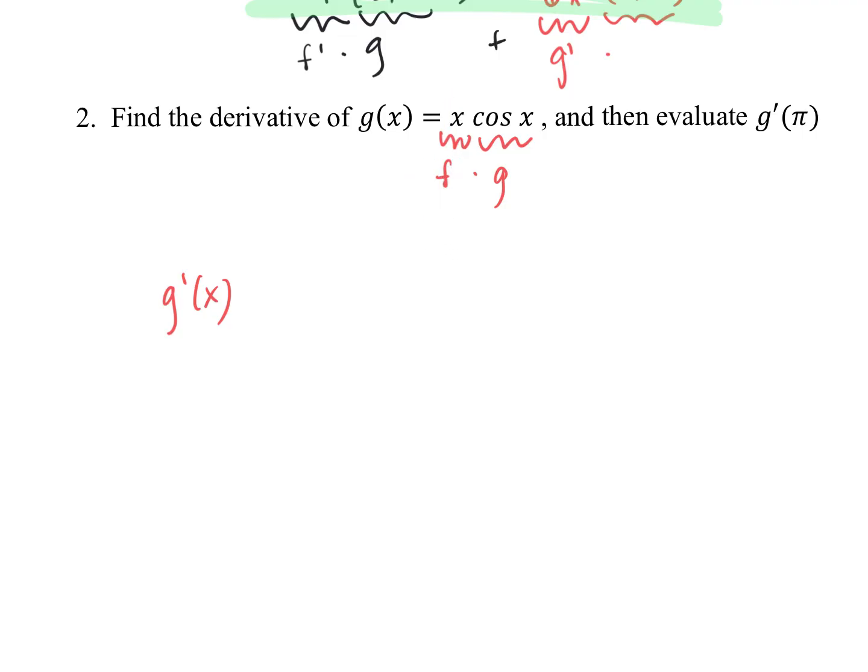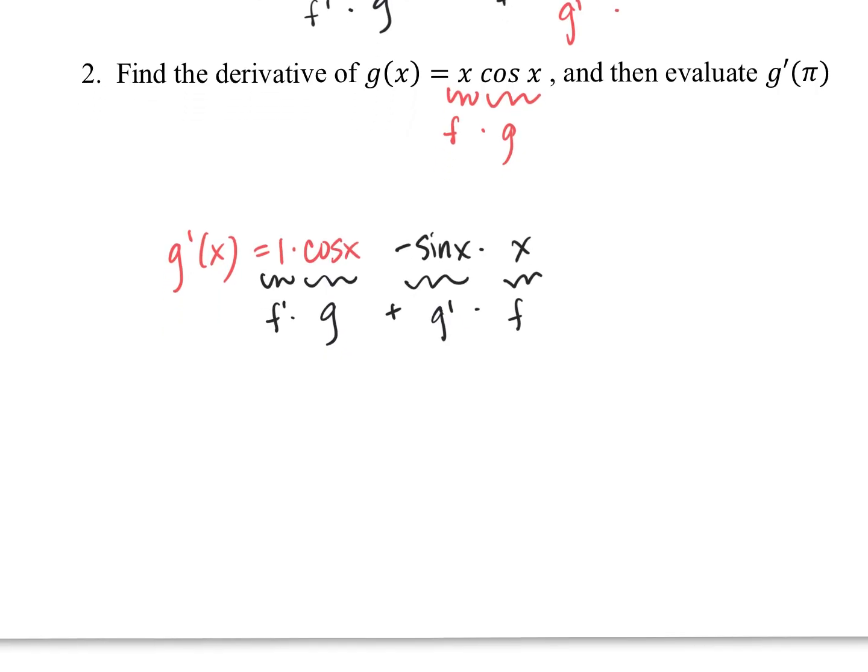1 times g. What was my g? Cosine of x. Thanks. So this right here is f prime times g. That's half of my f prime g plus g prime f. That's f prime g. We're going to add to that g prime f. Maybe you're looking over here. What is g prime? Negative sine. Good job. So maybe instead of plus, you're going to write minus sine x times x. Love it.